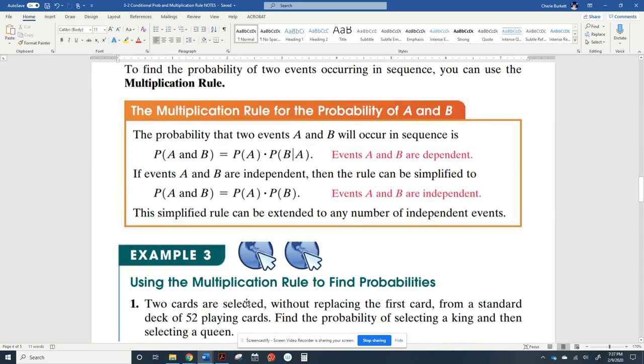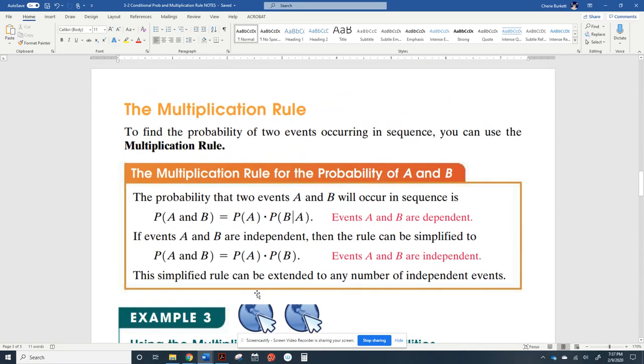Okay, so this multiplication rule, and I have seen the test, so I know what's coming throughout the whole chapter. And we're going to have two rules. We're going to have a multiplication rule and we're going to have an addition rule.